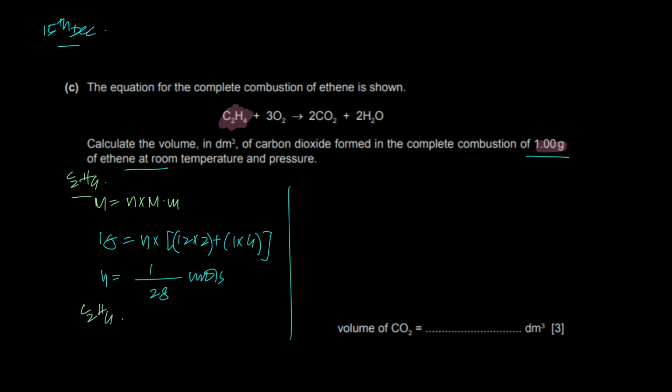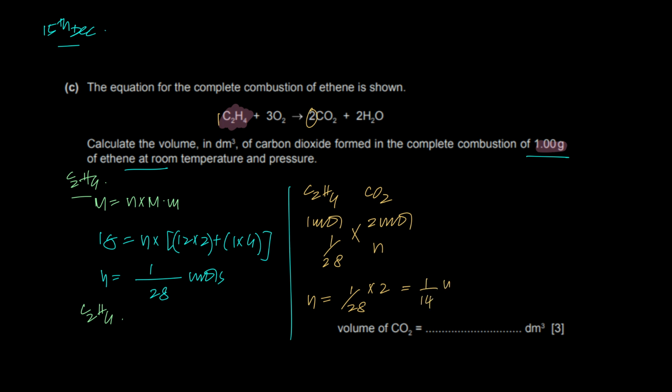Done. And then you don't need the moles of ethene. You need the moles of carbon dioxide. So 1 mole of ethene gives me 2 moles of carbon dioxide. 1 mole gives me 2 moles. So 1 over 28 would give me how many moles? 1 over 14 if I'm not wrong. Remember, you don't get marks for writing this stuff. You don't get marks for showing this. You get marks for this stuff right here: 1 over 28 times 2. That's what? 1 over 14. These are the moles of carbon dioxide.